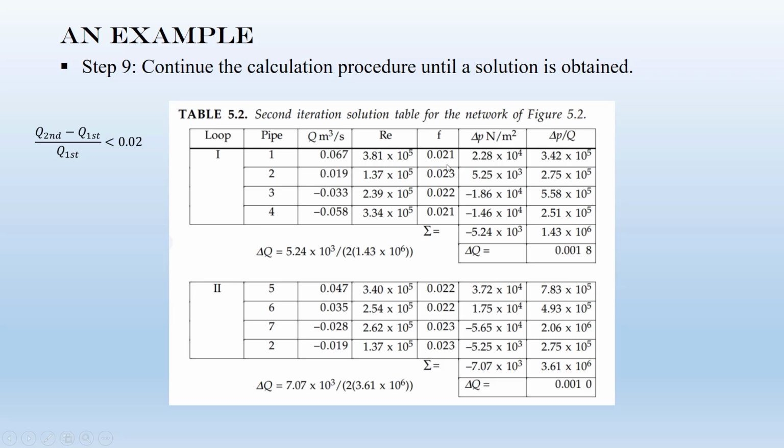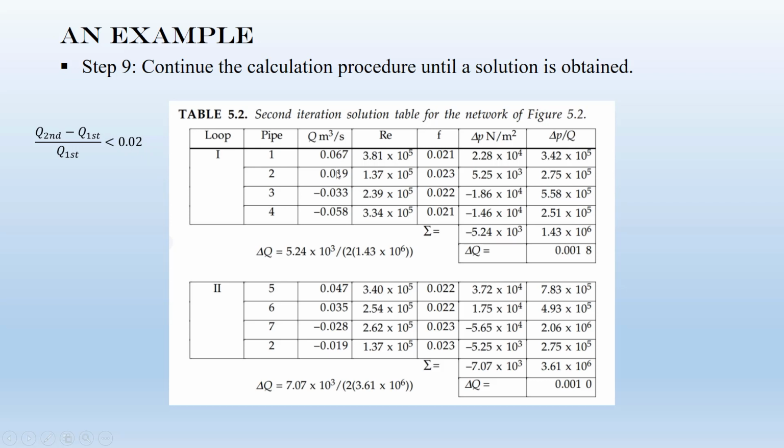You can find the Reynolds number, friction factors, delta P's, and then you can find the delta Q new, and then you can find the Q new. So what you need to do, you need to calculate the percentage error. If the percentage error between two sequence Q is less than 2%, you are good. Otherwise, you need to repeat this procedure. Keep in your mind that this error must be less than 2% for all pipes.